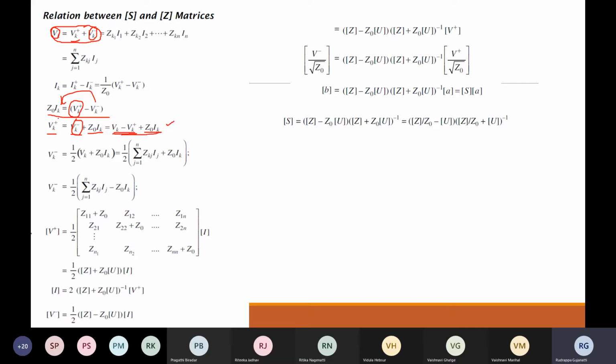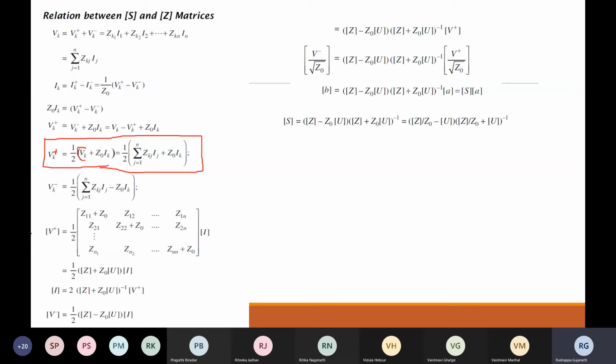Now we are obtaining a representation for the incident voltage and the reflected voltage in terms of the Z0, Ik and Vk parameters. Based on this, we have the representation for Vk plus, the incident voltage, which is given over here as half the total voltage at port K plus Z0 into Ik, which is the current at port K.